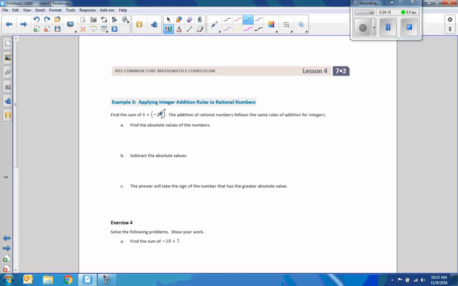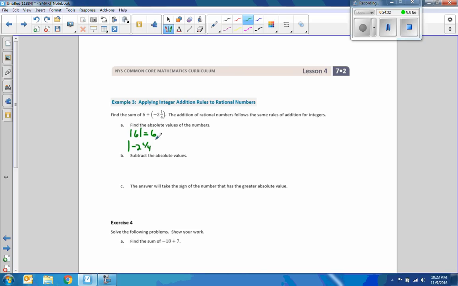Now we're taking example 3, and we're going to find the sum of an integer and a rational number. The addition of rational numbers follows the same rule as the addition of integers. Find the absolute value of the numbers. So the absolute value of 6 is 6. Absolute value of negative 2 1/4.